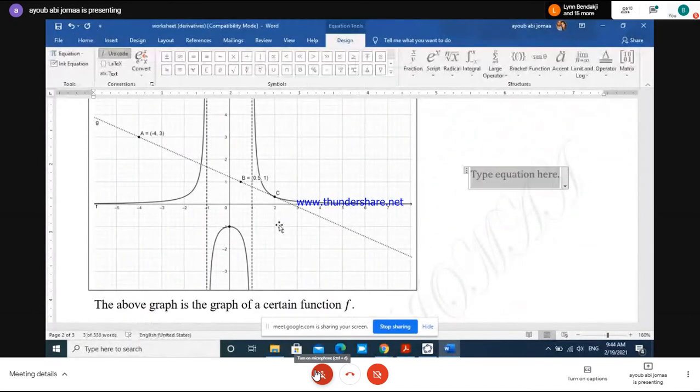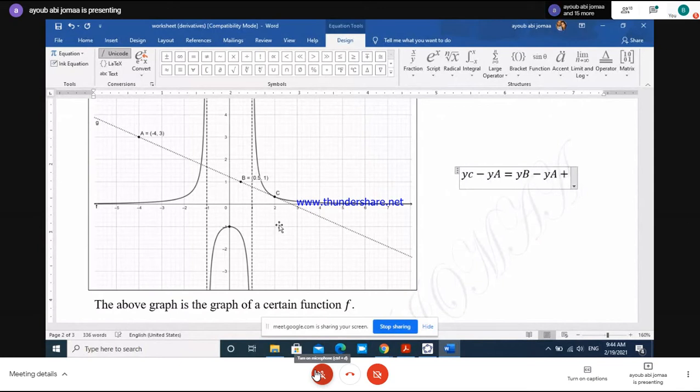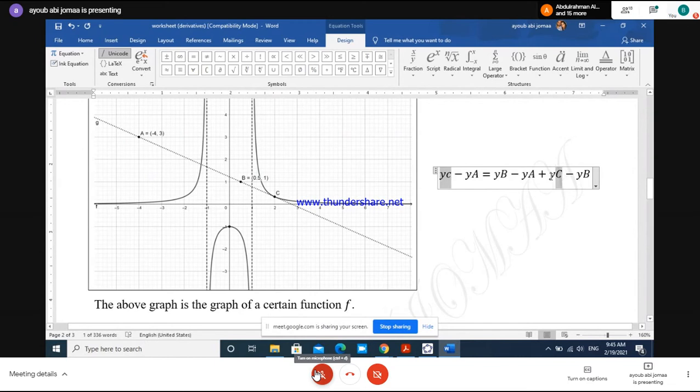Then you are going to write the following: y of C minus y of A is equal to, of course, the vector AC, right? The vector AB is y of B minus y of A, plus the vector BC, which is y of C minus y of B. When we take them to the other side, the y of C cancels, so we gained nothing.